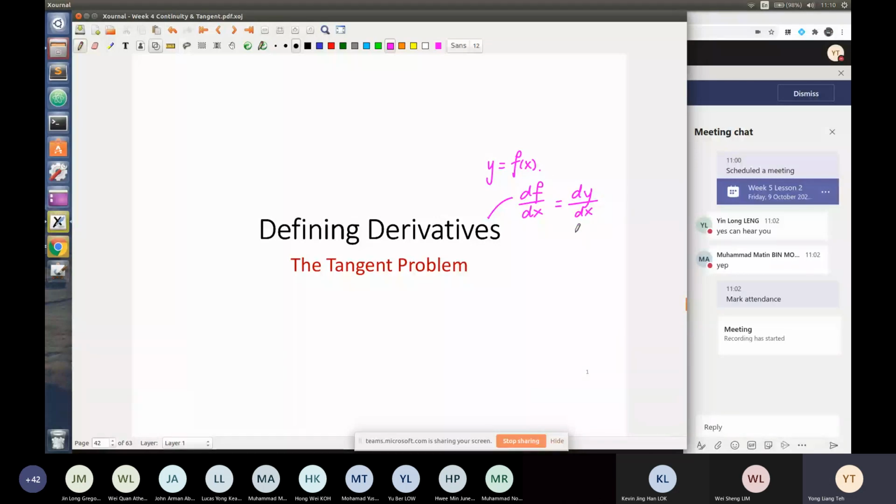And then the shorthand notation is actually y prime. Personally, I prefer this notation because it's a lot easier to write. So prime just means differentiate once. Prime prime, differentiate twice, and so on and so forth. We'll come to this more in a while.